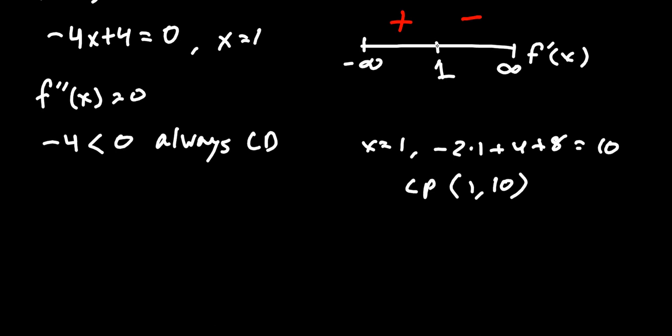So just analyze what happens here. It's increasing, it's going up, and then it hits a maximum at 1, and then it starts going down. So just think of it that way. And if the signs were reversed, we would have concave up, because it'd be decreasing all the way to 1 and then increasing from 1 to infinity. So in this case, this is a maximum.